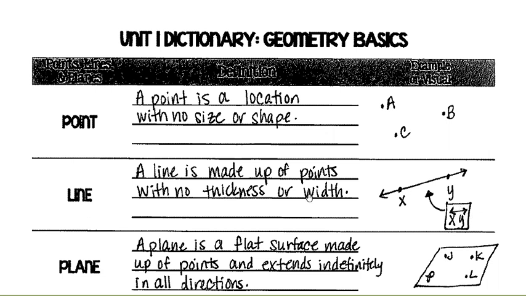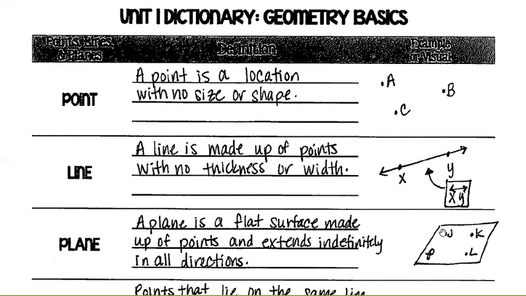Now the next one, plane. A plane is a flat surface made up of points and extends indefinitely in all directions. So a plane is not like an aeroplane, right? But a plane is like a piece of paper. That's the best way I could describe it, a piece of paper that is a plane. So if you have a piece of paper next to you, a post-it, that is an example of a plane.